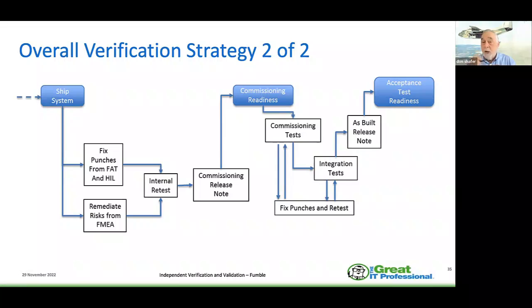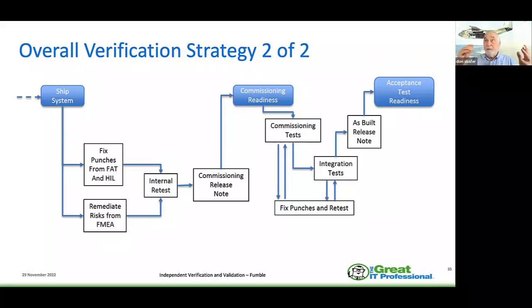And the commissioning tests are usually done by the owner and the shipyard. So there's lots of stakeholders here, lots of moving parts. But the commissioning tests, the integration tests are all overseen by us as the independent verification validation folks. We make sure that the punches have been fixed, it's been retested, and then we do an as-built release note.